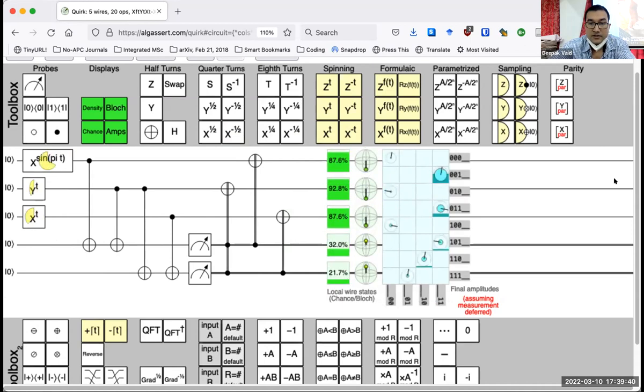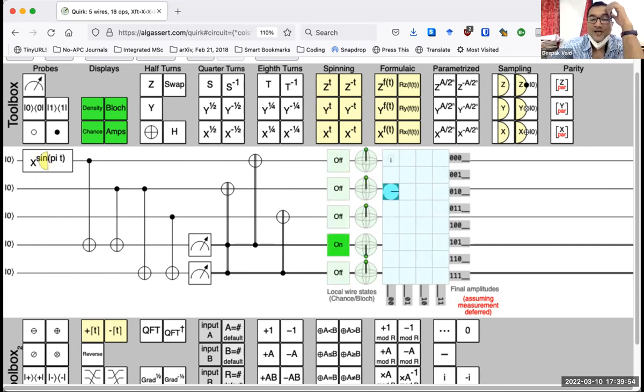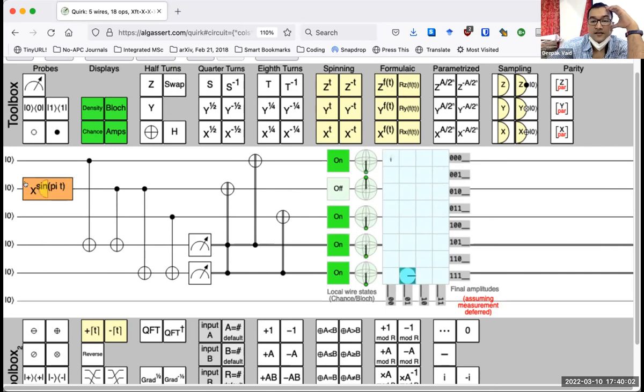1, 2, 3. Okay. Is it? But this doesn't work on multiple. It doesn't work on multiple. You're right. Okay. Thanks for pointing that out. So yeah, let's do it one at a time. Right? It's working on this error. It works here.